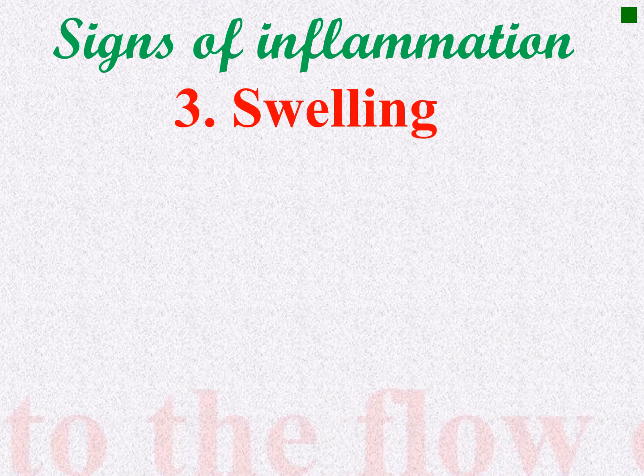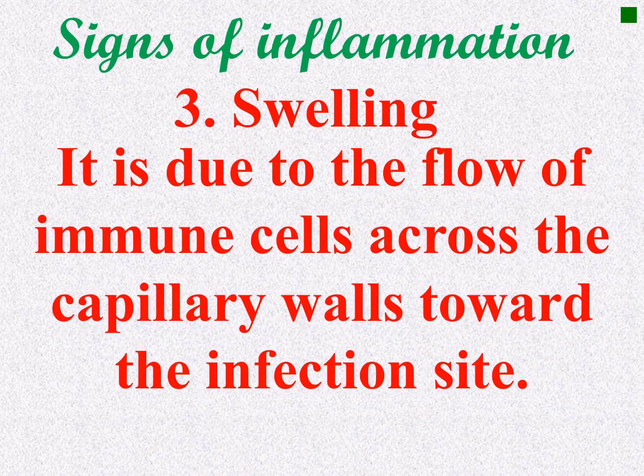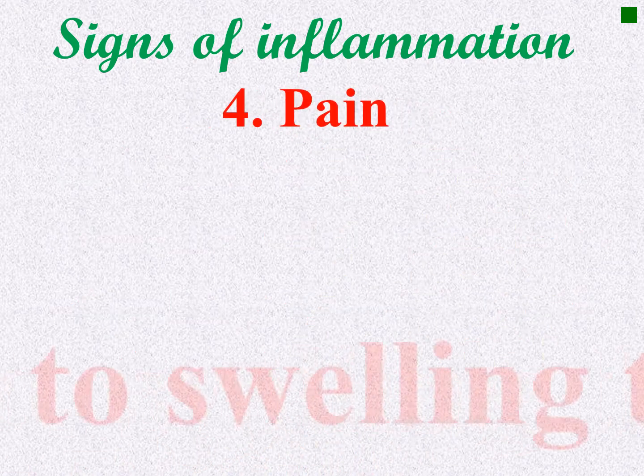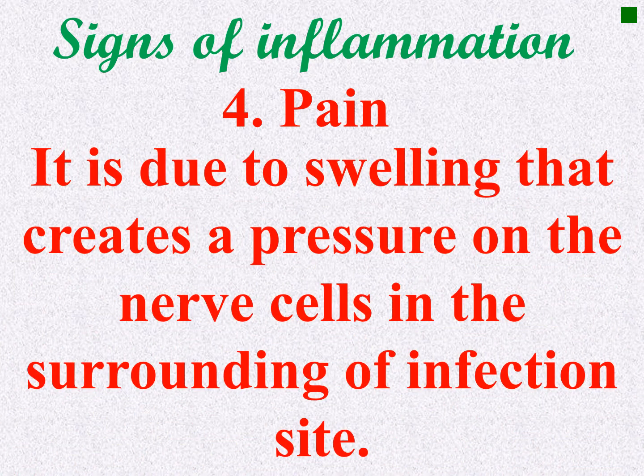So sign of infection number 3 is swelling. It's due to the flow of immune cells across the capillary walls toward the infection site. So we're going to have swelling. Number 4, which is pain, is due to the swelling that causes a high pressure on the nerve cells in the site of infection, leading to pain.